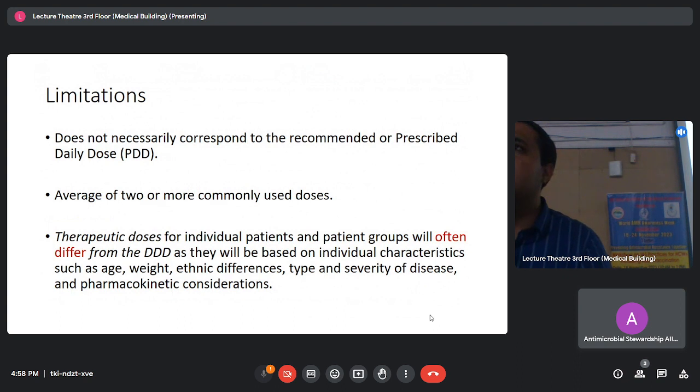But again, DDD does not correspond with the prescribed daily dose. For example, vancomycin is given 500 milligram twice daily, so the prescribed daily dose is 1 gram. But that might not correlate with what the DDD might be, say 2.22. So it is not correlating with what is being prescribed daily. So that is the prescribed daily dose.